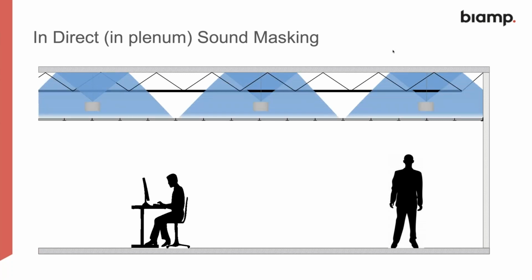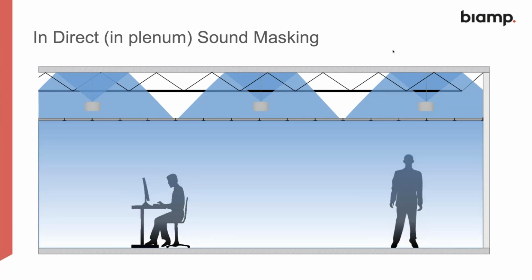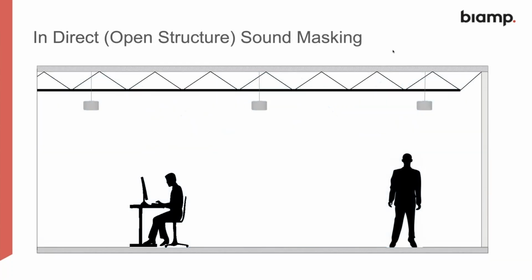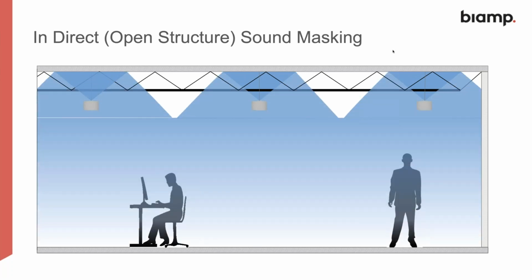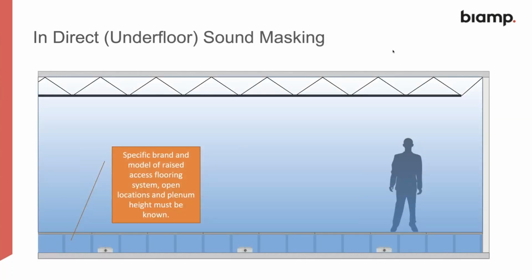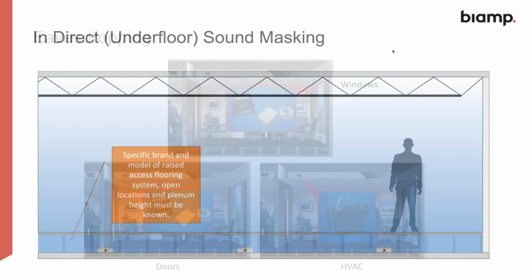And the way this works is that the emitters, the speakers, are actually placed into the plenum area and bounced off of the main structure of the ceiling back into the room. We also have an open structure system where you've got that from a ceiling point of view, and that again uses an indirect system, just like we did in the previous plenum system. Also, we can do underfloor systems as well. Now, these take a little bit more working out because they're slightly more sophisticated, but we do need to know the brand of raised access flooring, the open locations, and we also must know the plenum height in order to do this system properly as well. But this is definitely possible, and we've deployed many of these around the world.